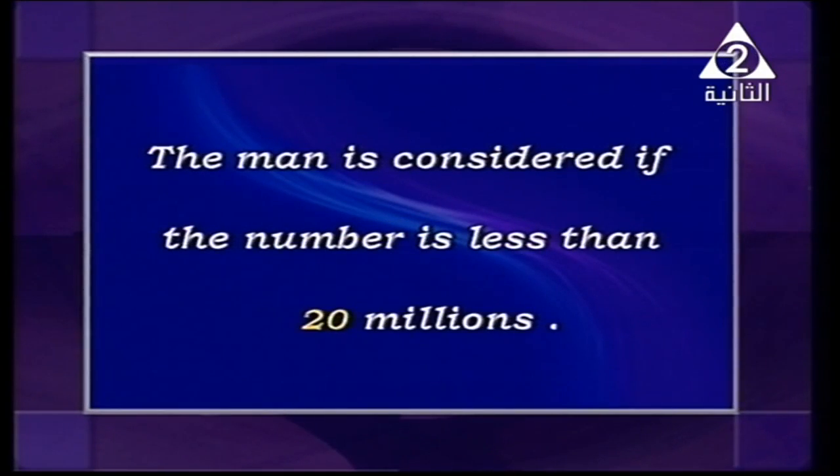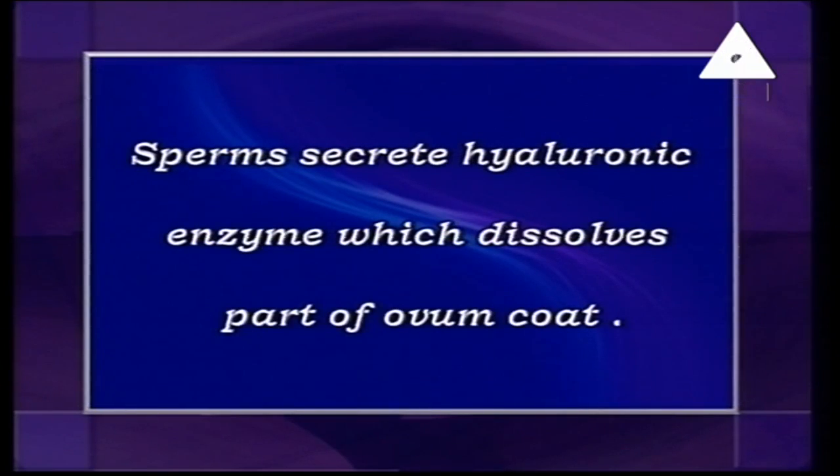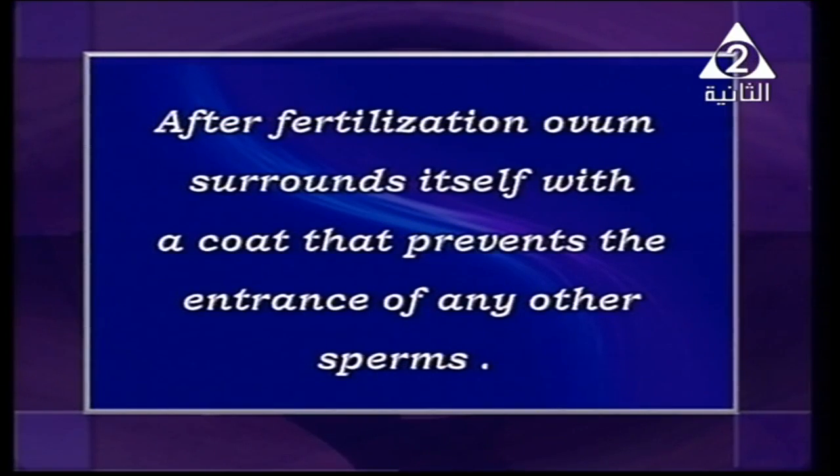If the number is less than 20 million, the man is considered sterile. Okay, the sperm cannot fertilize the ovum. Sperm secrete the hyaluronidase enzyme which dissolves the part of the ovum that coats it. And also, after fertilization, the ovum surrounds itself with a coat that prevents the entrance of any other sperms. Okay, so we have the first coat, which is what? Hyaluronic acid. The second one after fertilization.